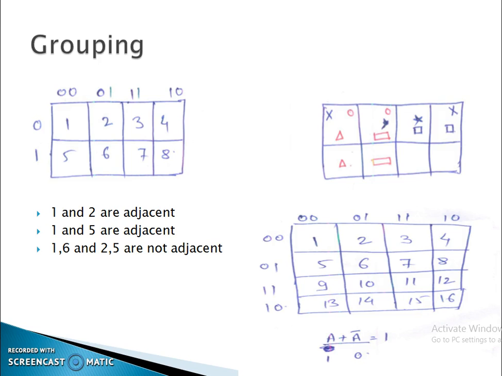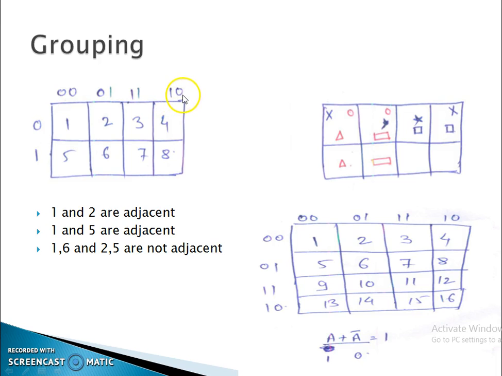Why is it so? In Boolean algebra, you have seen this law, a plus a complement will be 1. Here the value of a will be 1 and a bar will be 0. If we have these 2 min terms, then we can make this equal to 1. You know, here it is 0 0, means the value of b and c will be 0 0, and here the value of b and c will be 1 and 0.